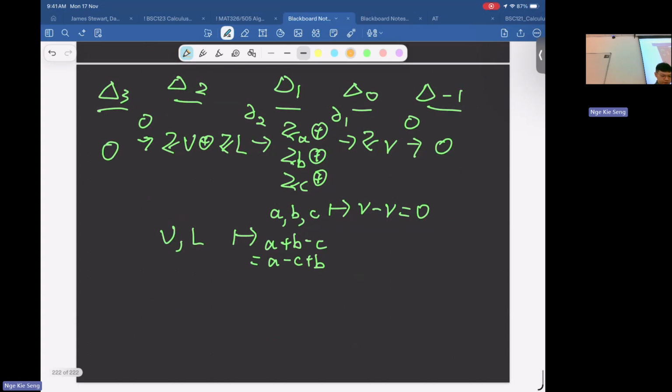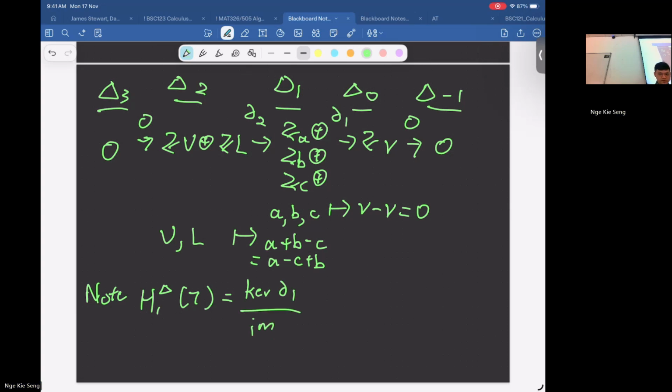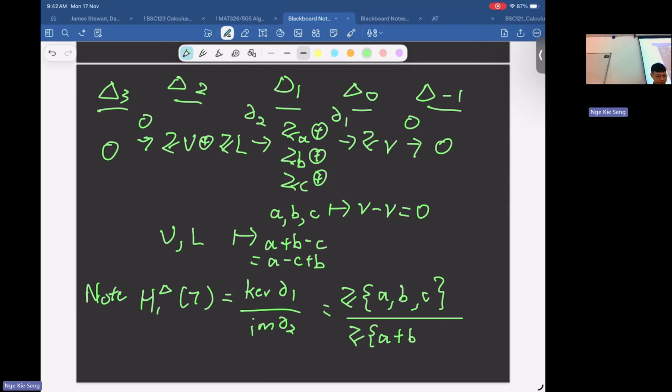Well, so how to compute this? So let's do H1. Okay, so what's H1 here? Let's see. What's inside the kernel of delta 1? Actually, you are three-dimensional, right? Three of them get sent to 0. And then what is the image of delta 2? The image of delta 2, there's only one, right? A plus B minus C. I mean, spanned by this element.